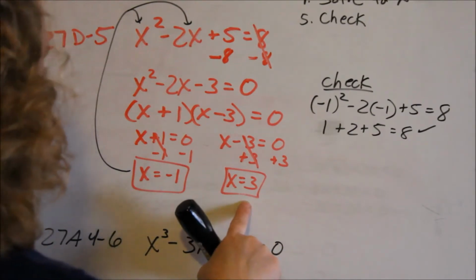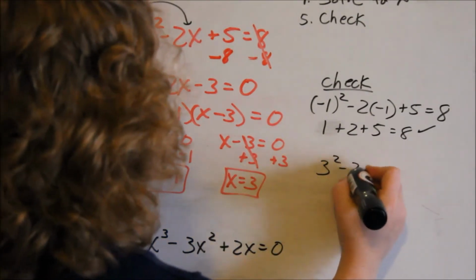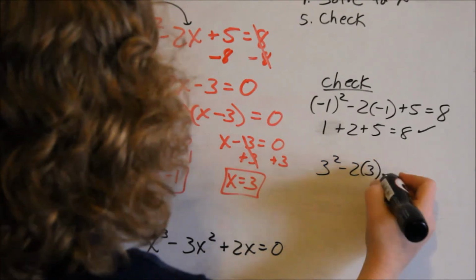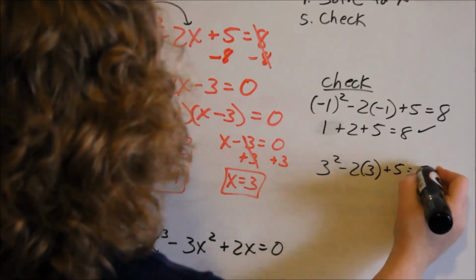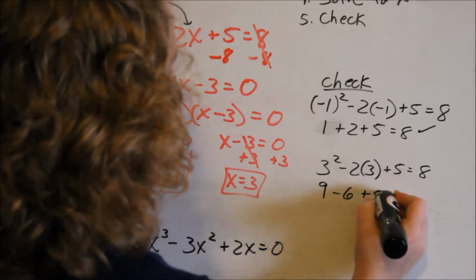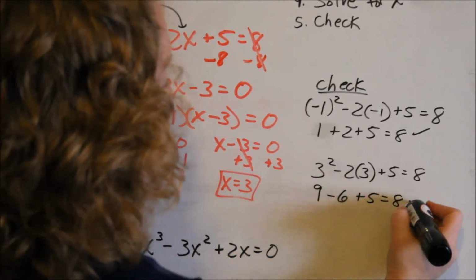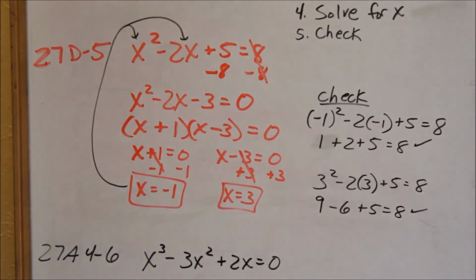Okay, now we can check our x equals 3 solution. So that would be 3 squared minus 2 times 3 plus 5 equals 8. So 3 squared is 9 minus 6 plus 5 equals 8. 9 minus 6 is 3, and 3 plus 5 is 8, and that does check.